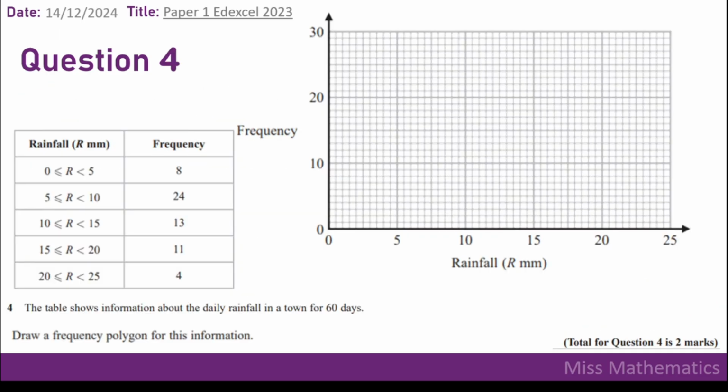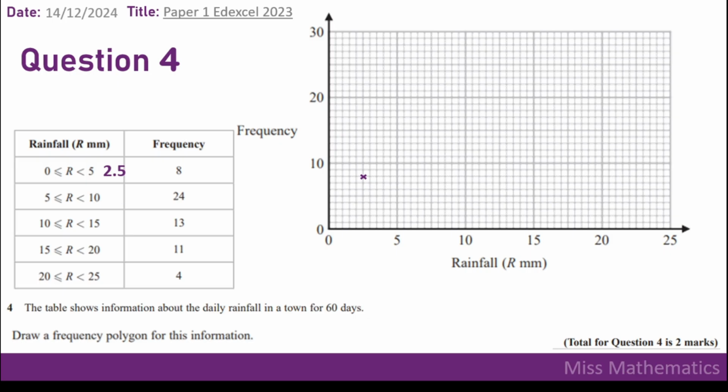Question 4. This table shows information about daily rainfall in a town for 60 days. Draw a frequency polygon for this information. So the way we draw frequency polygons is that first you find the middle of each class interval. The middle of 0 and 5 is 2.5, 5 and 10 is 7.5, and then you keep going and find the middle class values for each one. Then you plot the graph with the middle class value against the frequency.